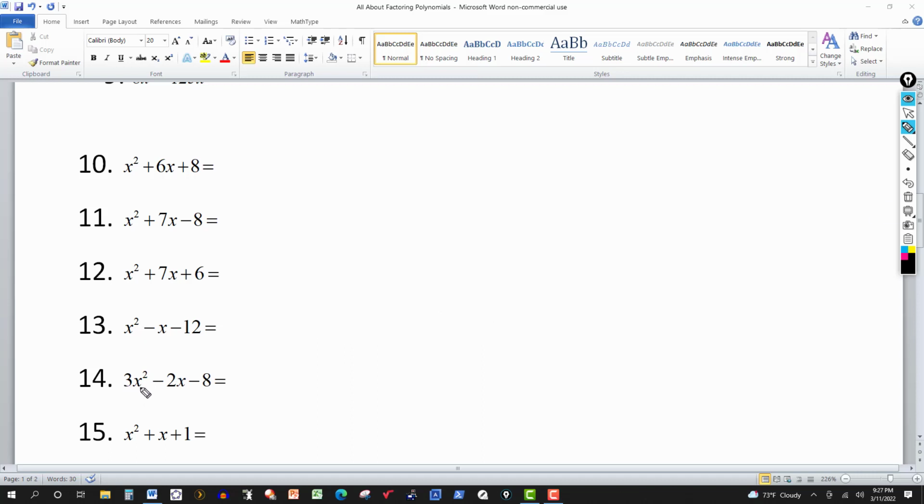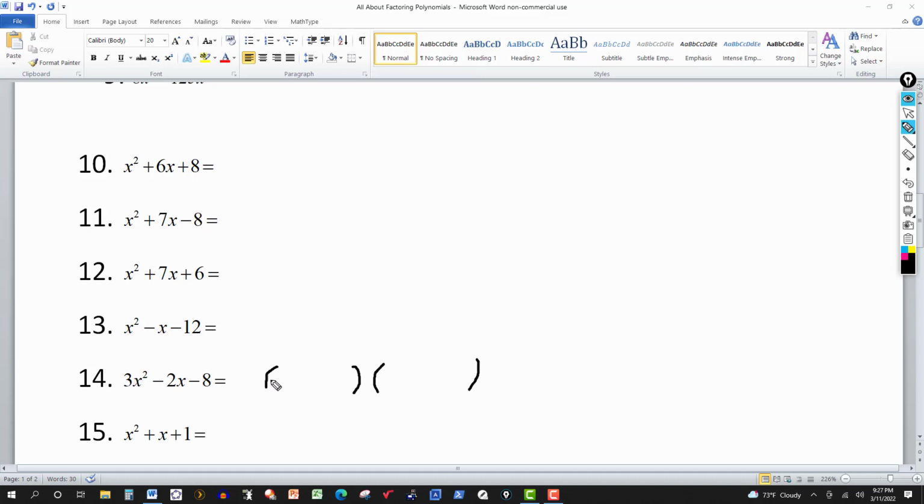So this one is a little bit different. The coefficient of the x squared is not a 1. We don't have to focus necessarily just on the minus 8, but the numbers are kind of small. There are other ways to work these kinds of problems, but when the numbers are that small, you should be able to find the correct combination of factors.